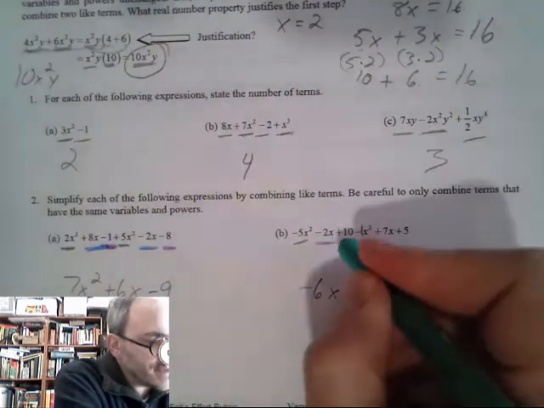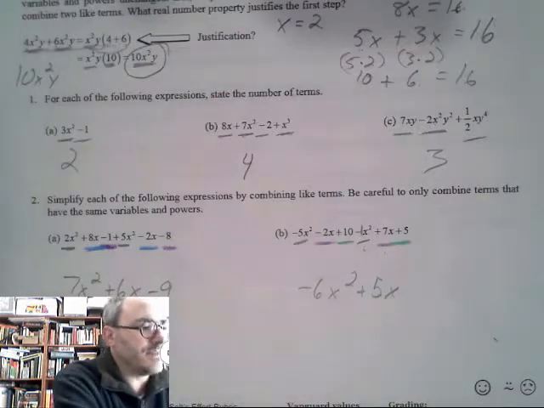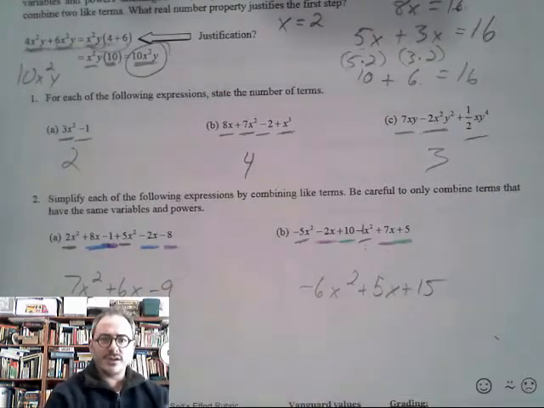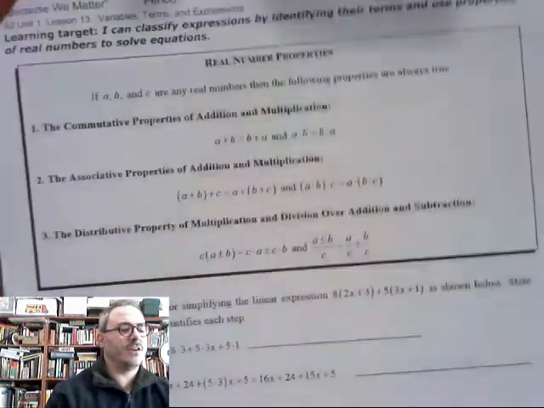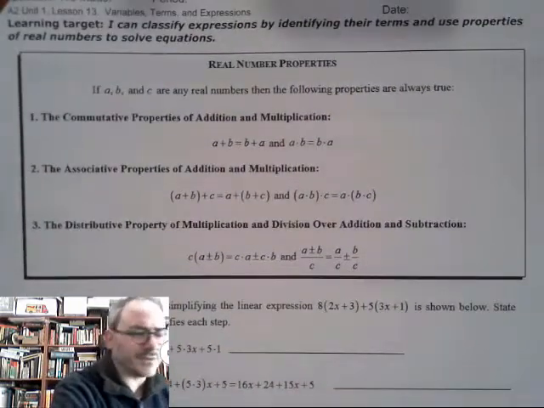And last but not least, I have positive 10. I have positive 5. Together, that's going to be 15. How'd you do? Did you do good? Excellent. Either way, we learned, we practiced, we're improving, we're getting better. You're awesome. Keep going. Let's talk about the properties of real numbers.